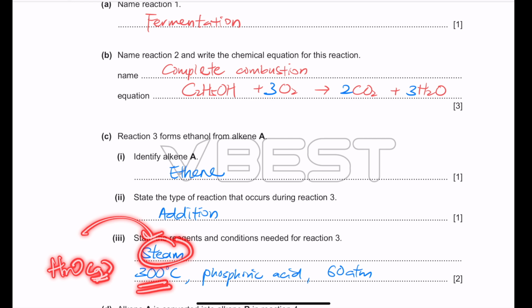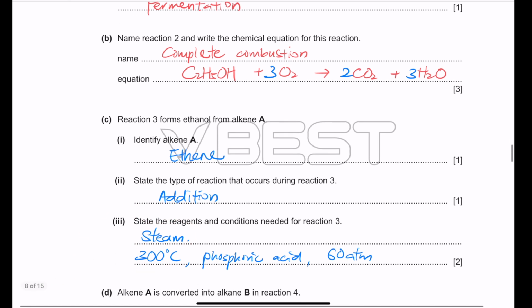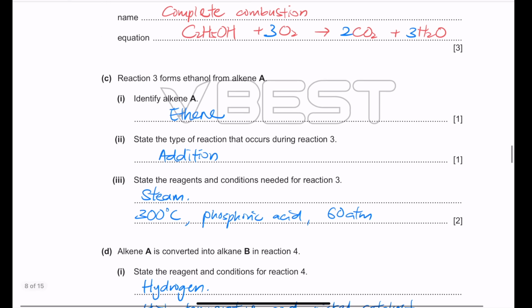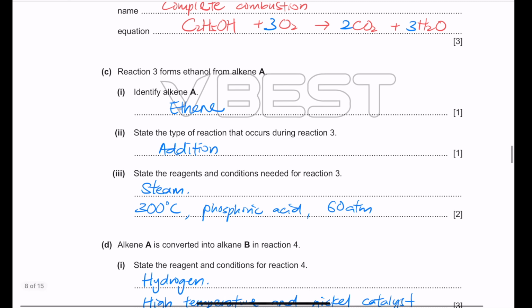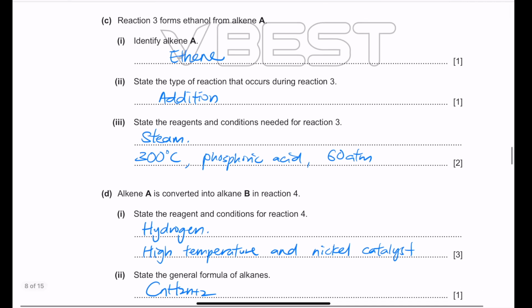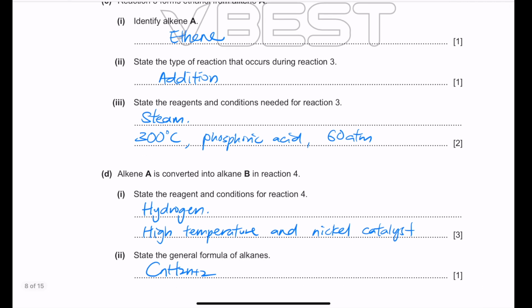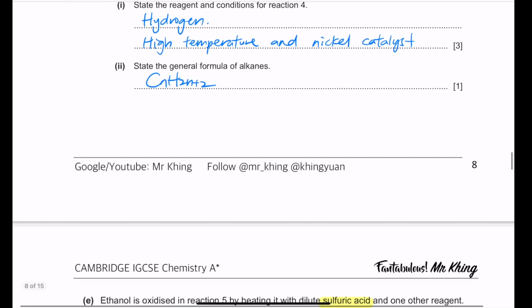Steam. All right. And then A is converted into B, alkene into alkane, through hydrogenation. Okay, so the reactant is hydrogen, with the conditions of high temperature and nickel catalyst. Okay, and what's the general formula of alkane? CnH2n+2. Okay, and then next one.